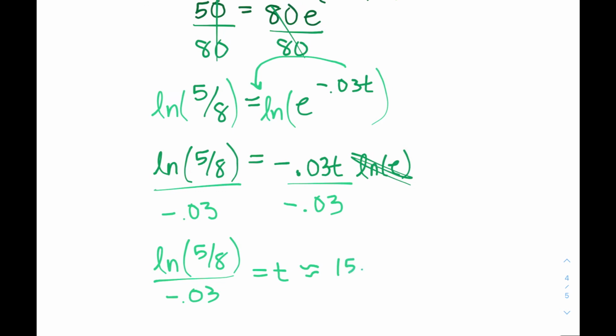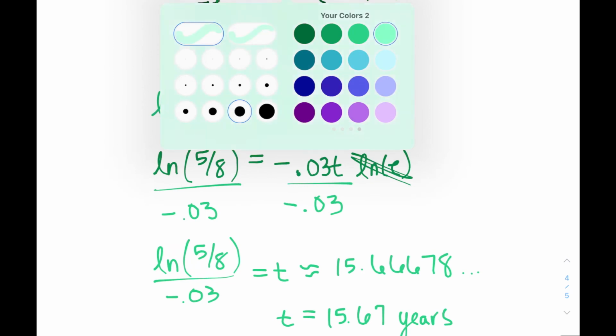I got 15.66678 years. We'll round to, I don't know, the nearest hundredth, we'll say. So the time is 15.67 years. And we're done.